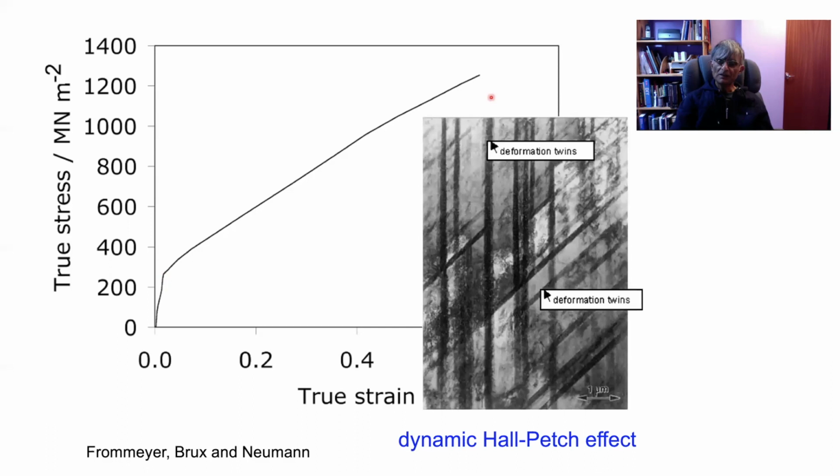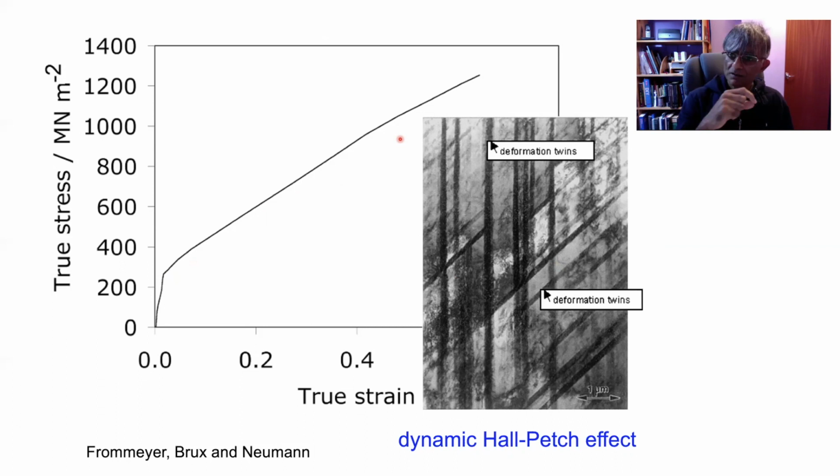So what's happening here is that as you twin the austenite crystal, it subdivides the crystal continuously into smaller and smaller domains. So these are the domains I'm talking about. And this effectively is leading to a reduction in the grain size as we deform the material. So we call this a dynamic Hall-Petch effect. And that gives rise to this kind of behavior, where by effectively reducing the grain size, you are getting a strengthening effect continuously.